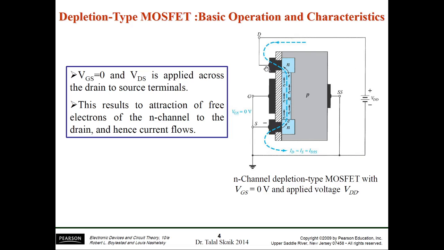Then what will happen? Here is positive and here is negative. We know that electrons are attracted to the positive terminal, so electrons will flow like this. The current is opposite to the flow of electrons, so the current is like this. The current flowing through the drain is ID, and the current taken out of the source is IS. This is the saturation: the maximum current flowing through this is my saturation current.